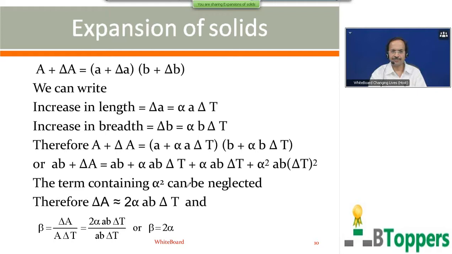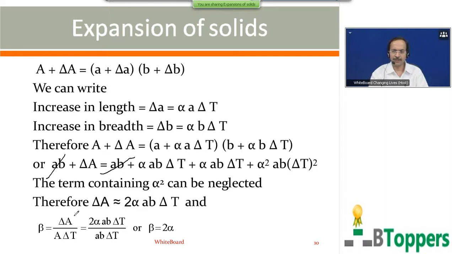So you can expand the right hand side. On the left hand side, you can substitute capital A equal to small a into small b, the original area. So if you expand here, you get small a into small b plus delta capital A is equal to small a into small b plus alpha a b delta T plus alpha a b delta T plus alpha square a b delta T square. So here a b can be cancelled on both sides. The term containing alpha square can be neglected compared to the other terms. So therefore delta A can be written as 2 alpha a b delta T.